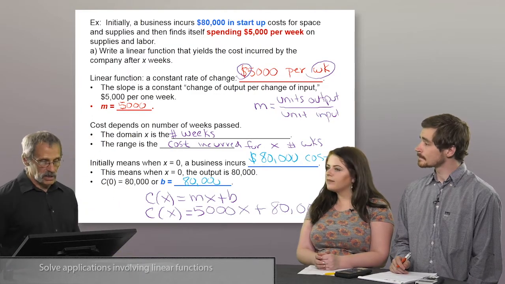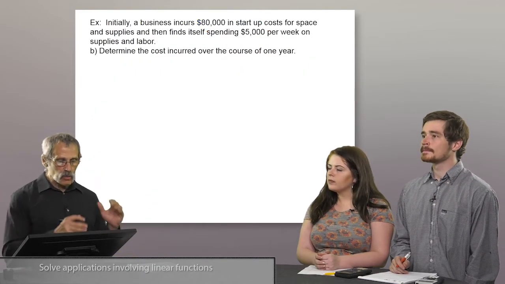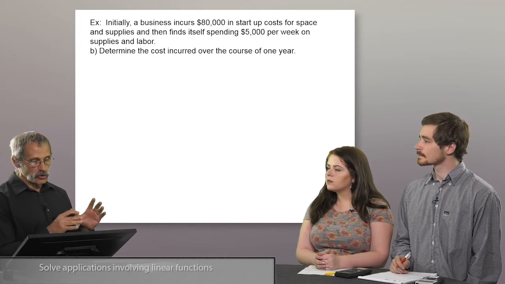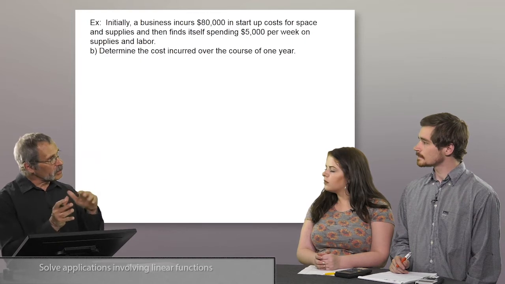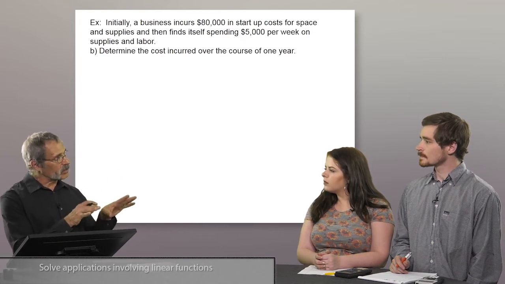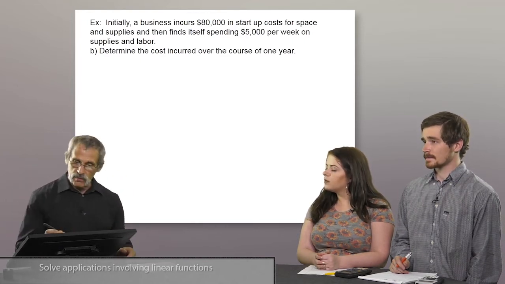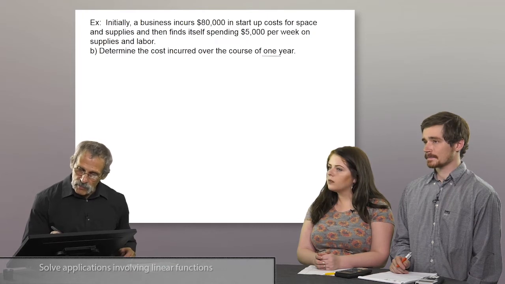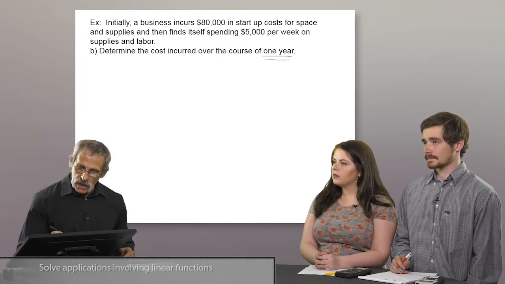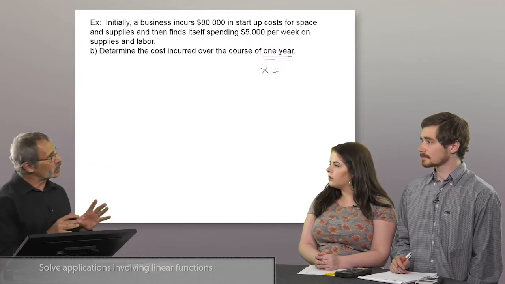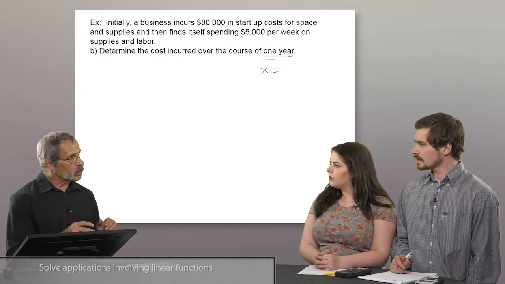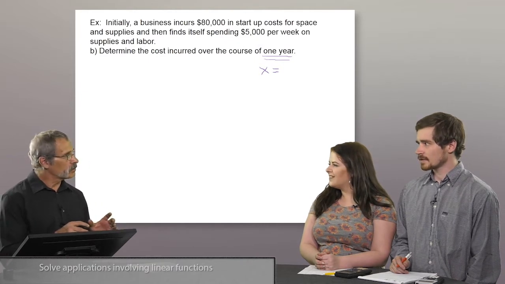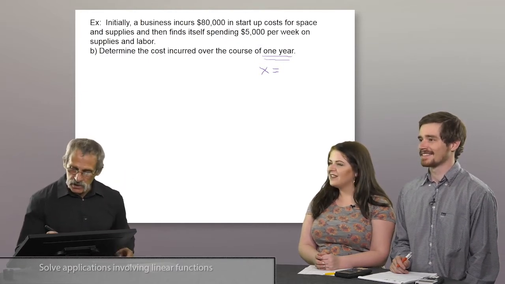Now we'll go to part B. And part B says I want to determine the cost incurred over the course of 1 year. Refresh my memory. The input represented what in this problem? The weeks. Number of weeks. So when I have a time reference of 1 year, the input value that I would use to represent 1 year would be? So there are like 58 weeks in a year? Almost, but no. 64? 52. 52. I knew you'd hit it eventually.